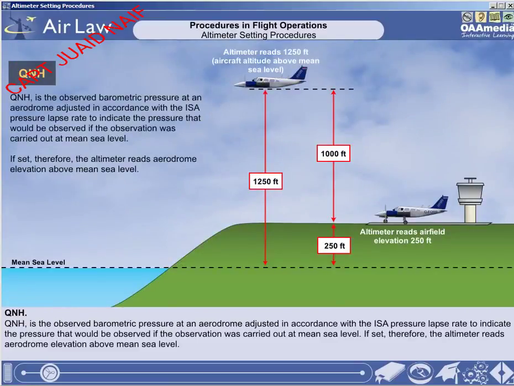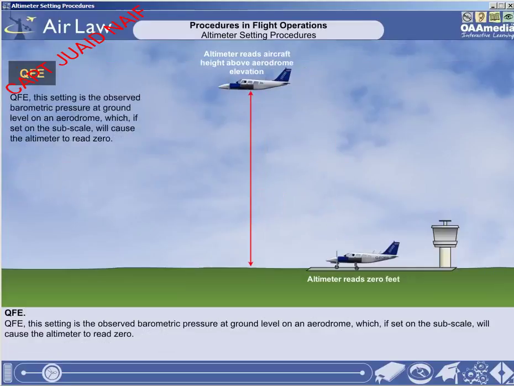QNH: this is the observed barometric pressure at an aerodrome, adjusted in accordance with the ISA pressure lapse rate, to indicate the pressure that would be observed if the observation was carried out at sea level. If set, therefore, the altimeter reads aerodrome elevation above sea level. QFE: this setting is the observed barometric pressure at ground level on an aerodrome, which if set on the subscale, will cause the altimeter to read 0.